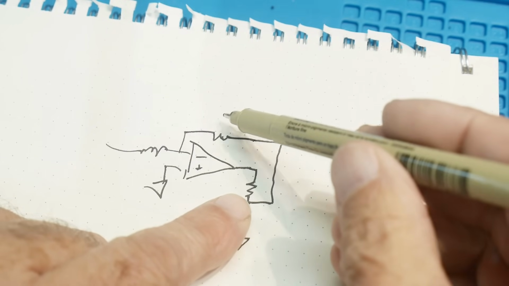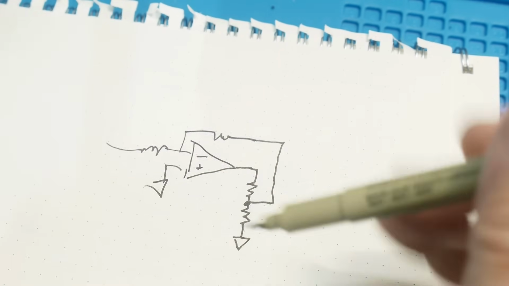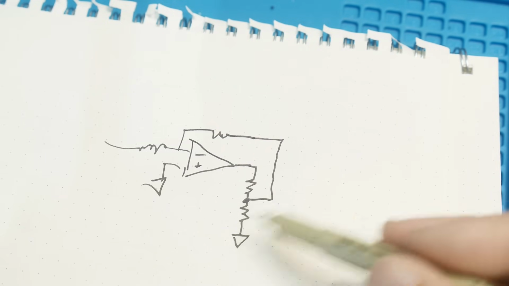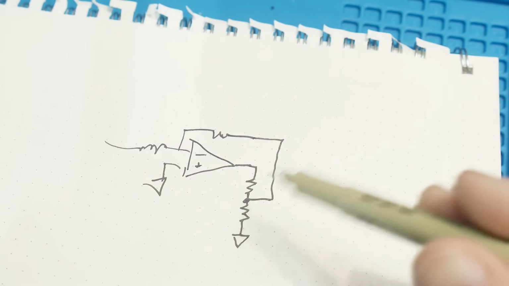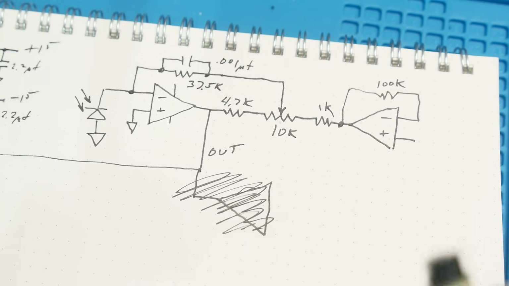Well, you can put a 1 meg ohm resistor in there and then use 1/10 of the feedback loop and effectively multiply this by 10. And so you can add these dividers on the output, okay? So imagine that that's what we're gonna do in our circuit, okay?